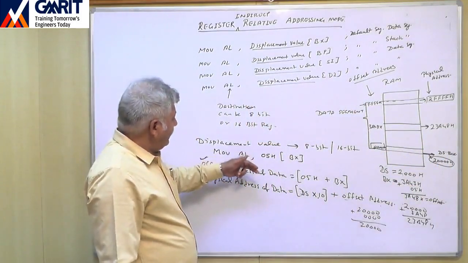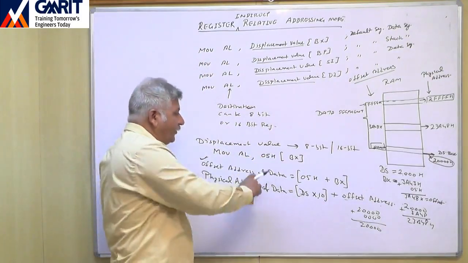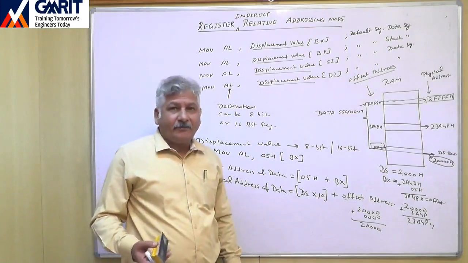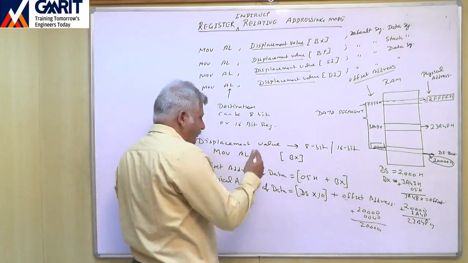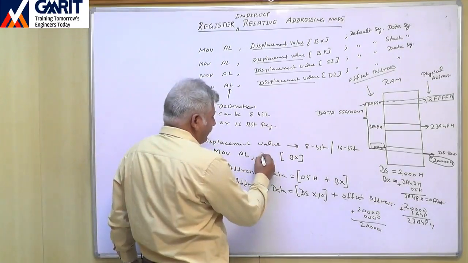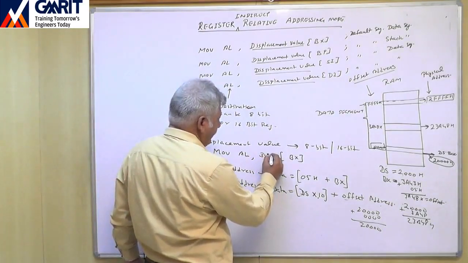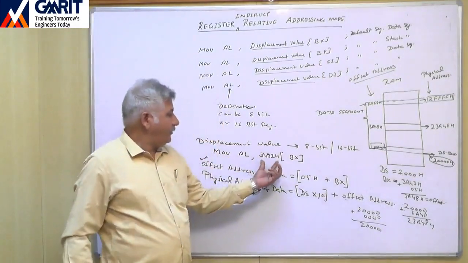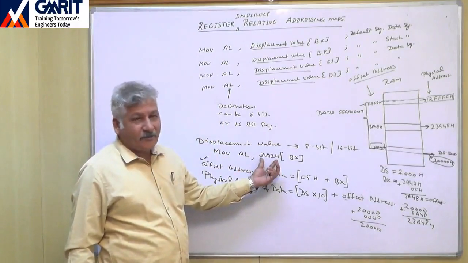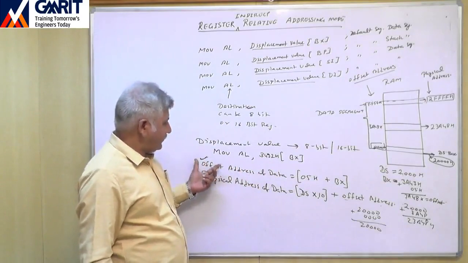Now in register indirect relative addressing mode, the displacement value can also be 16-bit. For example, in place of an 8-bit displacement, we have 3492. So here, this is a 16-bit displacement value. Now, how to calculate the offset address? Same formula.